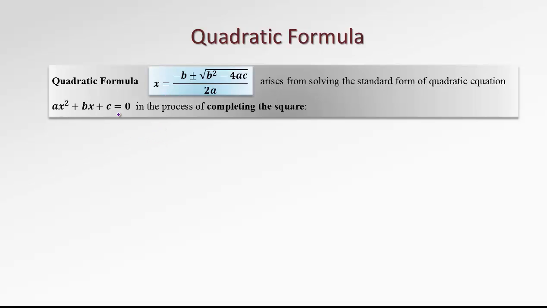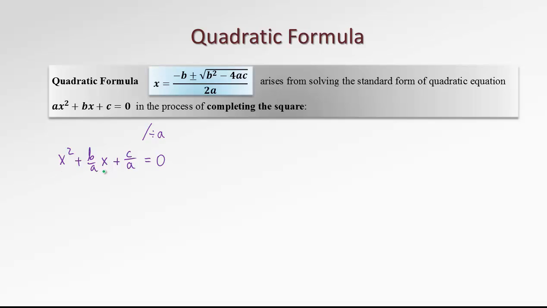We're going to follow the steps of completing the square that we talked about in the previous video when solving this general quadratic equation. So what was the first step? We wanted to have a leading coefficient equal to 1. Therefore, we need to divide the whole equation by a. Then we end up with x squared plus b over a x plus c over a equals 0.